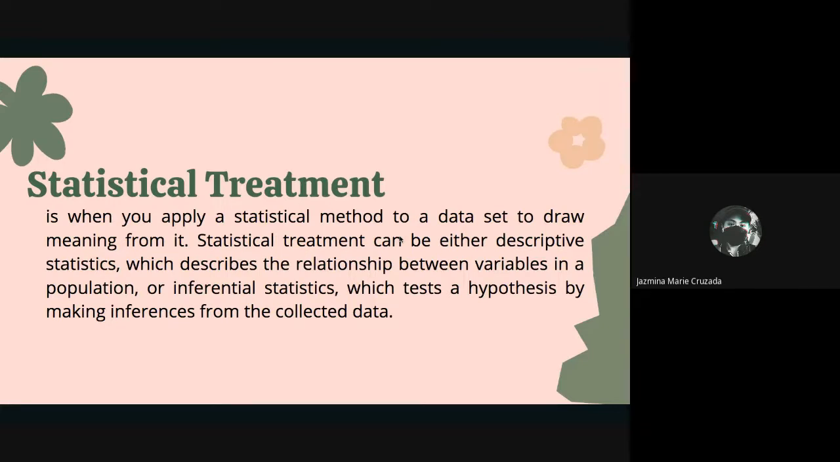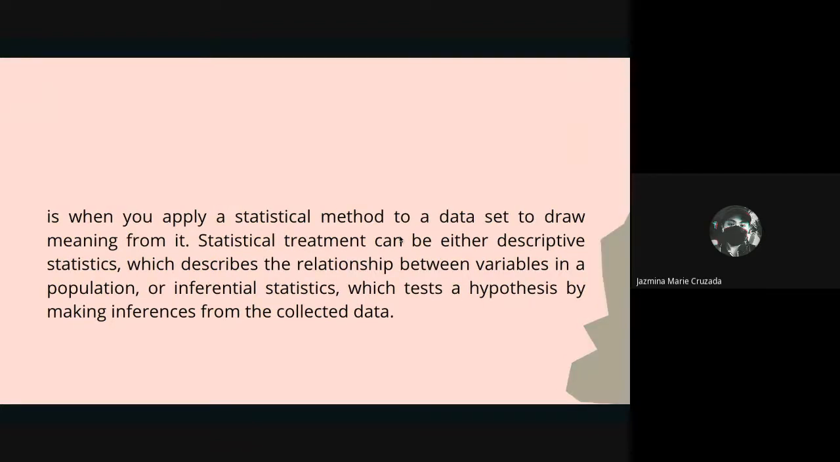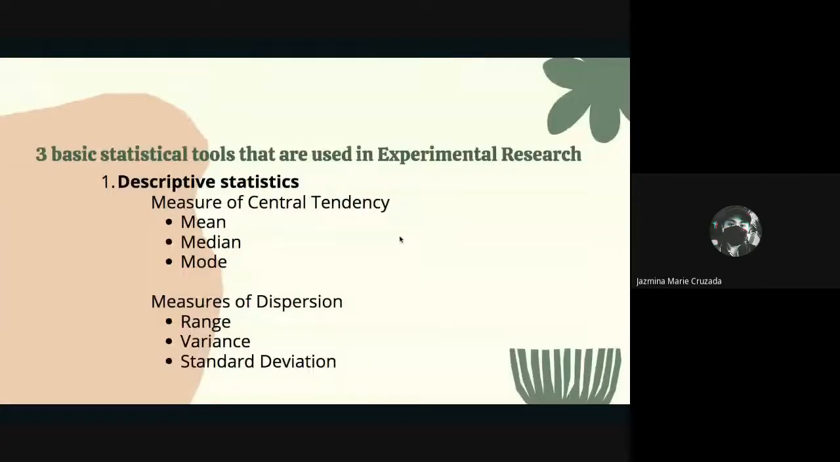So, the most common tool, next slide po. The most common statistical tools that are used by researchers are descriptive statistics, inferential statistics, and now we also use statistical software or procedure. Under descriptive statistics, we have two measures. The measures of central tendency, with the subtypes mean, mode, and median. The measures of dispersion, with the subtypes range, variance, and standard deviation. Next slide.